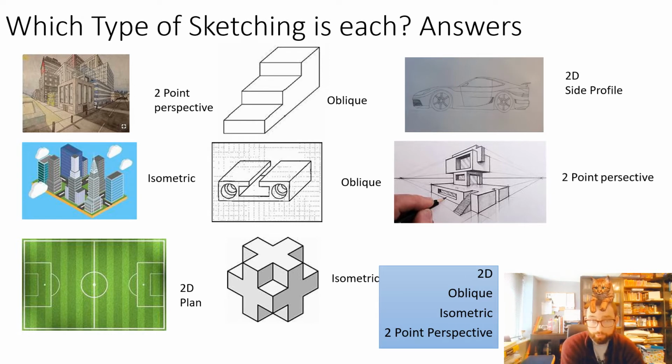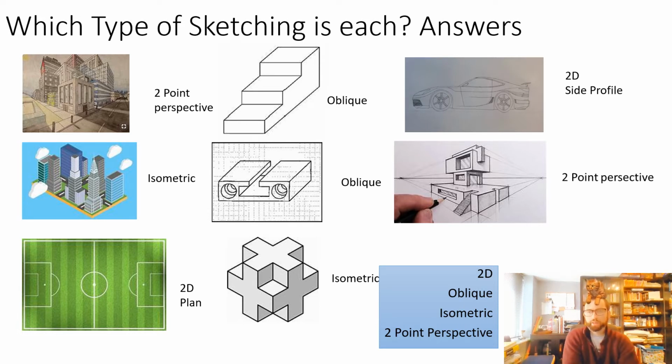So there we are, top one there, 2-point perspective on the left hand side. It's a classic cityscape. It gets smaller and smaller the further away it gets. Then the one below, isometric. So many computer games, SimCity, Sims, Minecraft even, are all drawn in isometric.